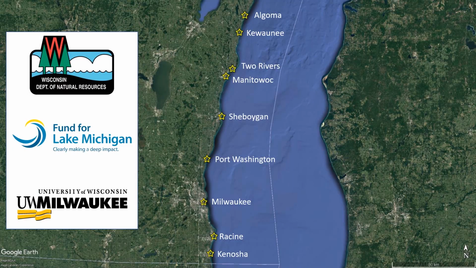And to close things out, I'm happy to announce that we recently received funding at the beginning of this year to really finalize all the estuaries along Wisconsin coastline. So at this point, the only ones that were missing were Racine, Kenosha, Algoma, and Kewaunee. And we recently received funding from the Fund for Lake Michigan to essentially complete the shoreline up the Wisconsin coastline.